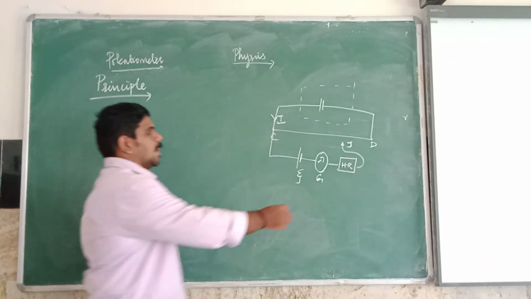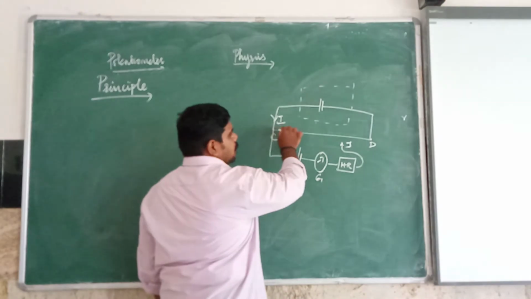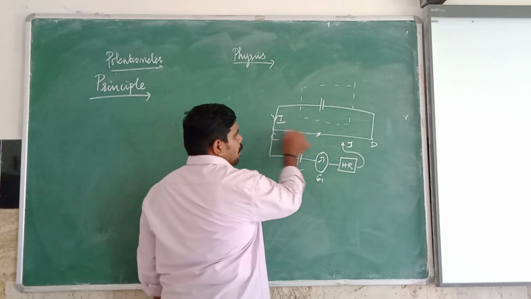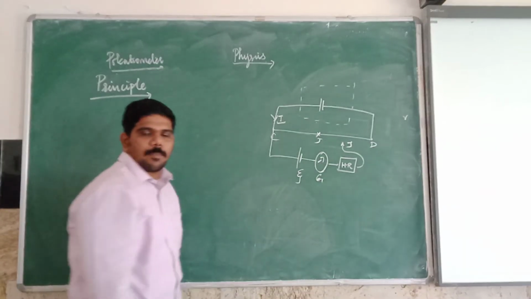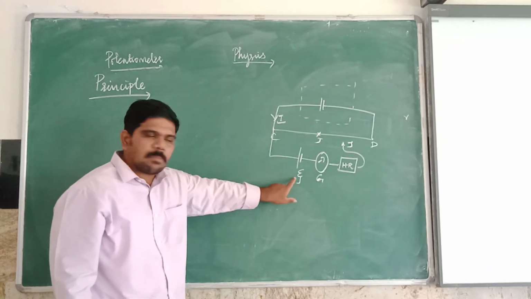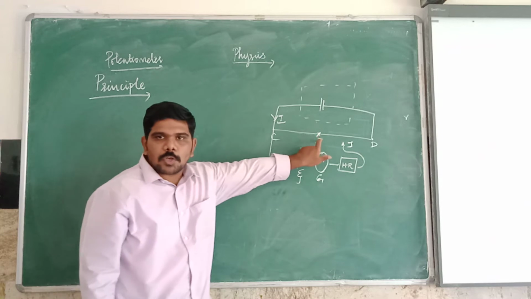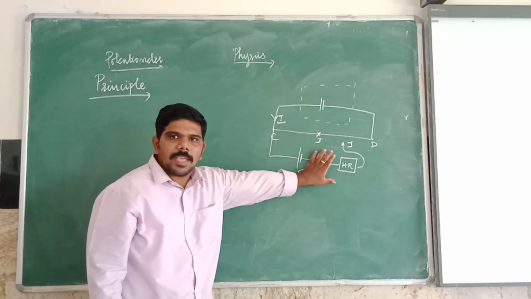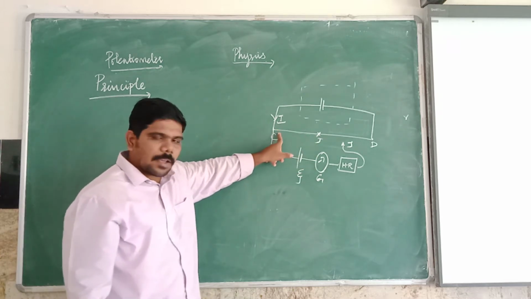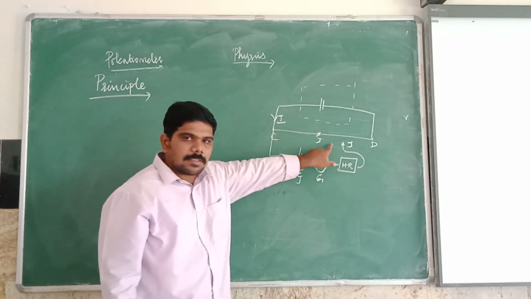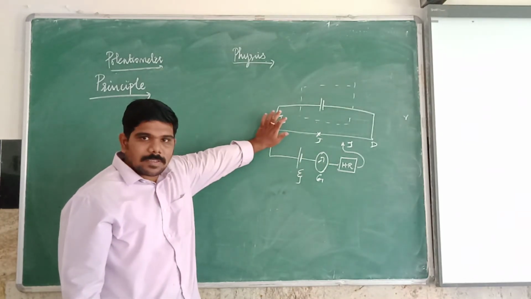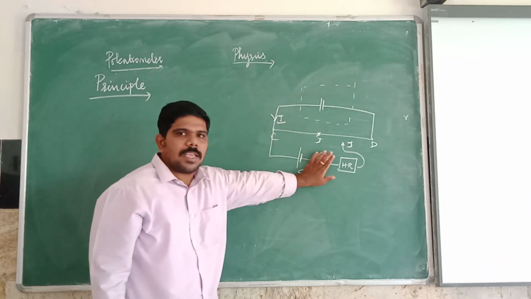Okay. Now we take the jockey, adjusting it on the potentiometer wire. When the potential difference across the balancing length CJ is equal to the EMF of the cell, there will be no current flow in the circuit. So the galvanometer shows zero deflection.